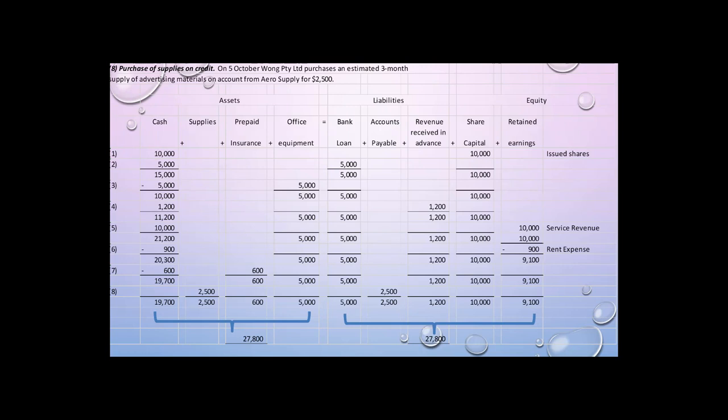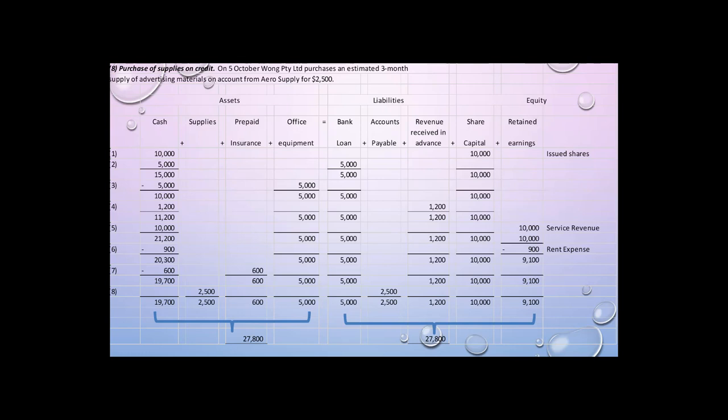Okay, purchase of supplies on credit. On 5th October, Wang Proprietary Limited purchases an estimated 3 months supply of advertising materials on account, okay, from Aero Supplies for $2,500. Now, this is a supply for 3 months. Again, if you purchase supply, we haven't used it, but we will be benefiting from it in the future when we use it. In this case, you will treat this as an asset. Okay, so if it is not consumed yet, it is an asset.